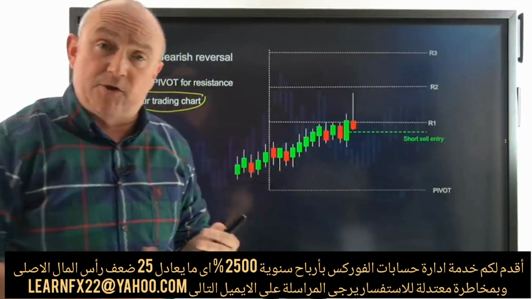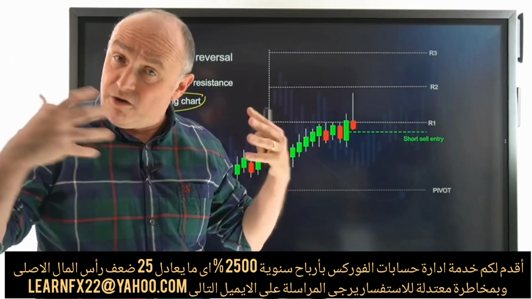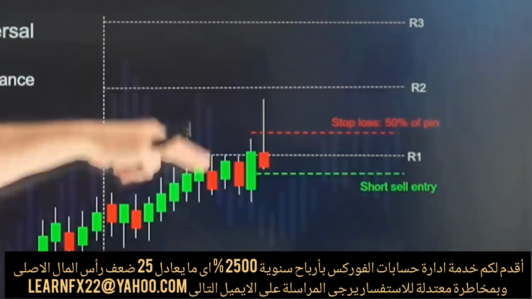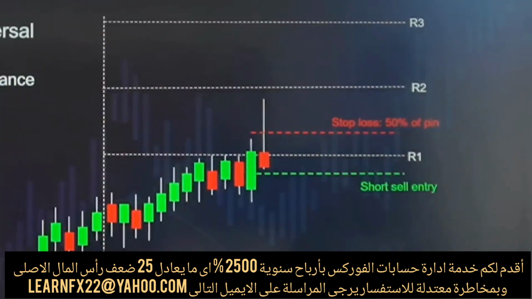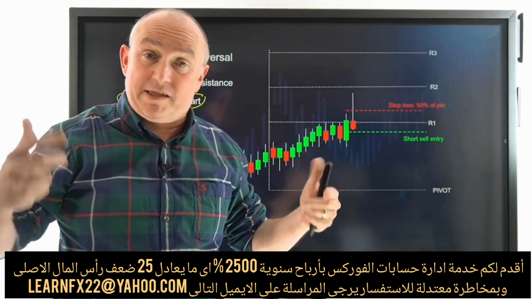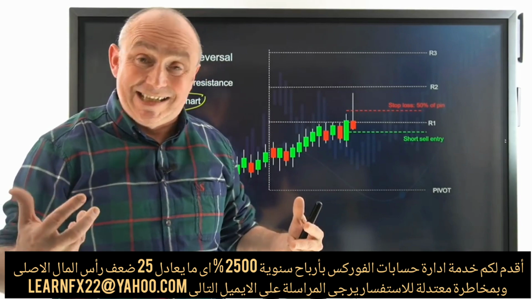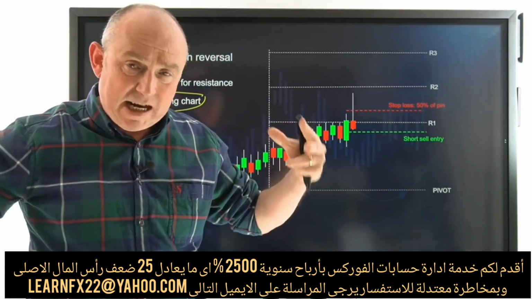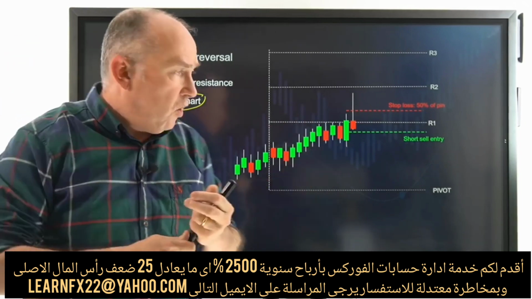Typically where I like to place my stops on strategies like this, not too far away, I like to use 50% of that pin candle to place my stop. That then is establishing my initial risk. Then you can position size accordingly, so you're only limiting your risk to a certain percentage, 0.25%, 0.5%, or what have you.